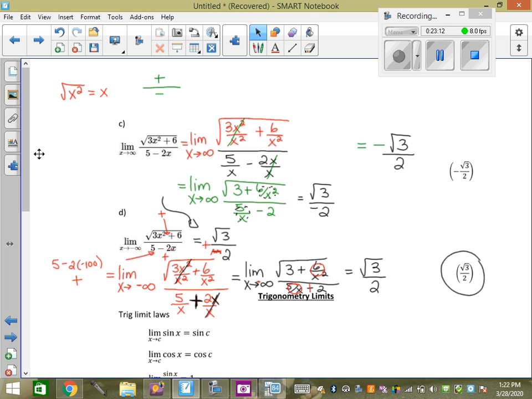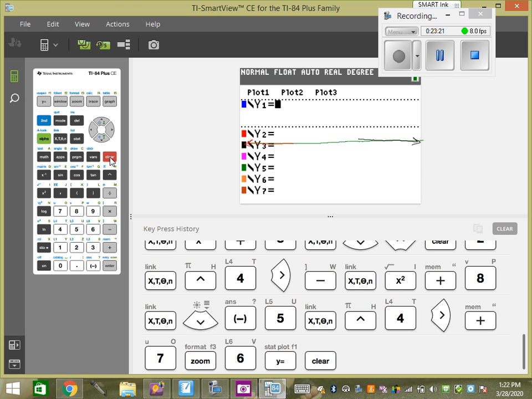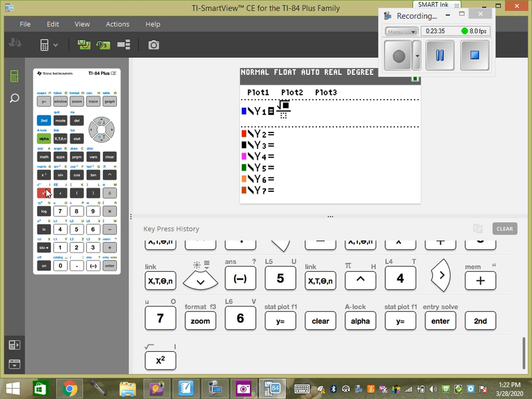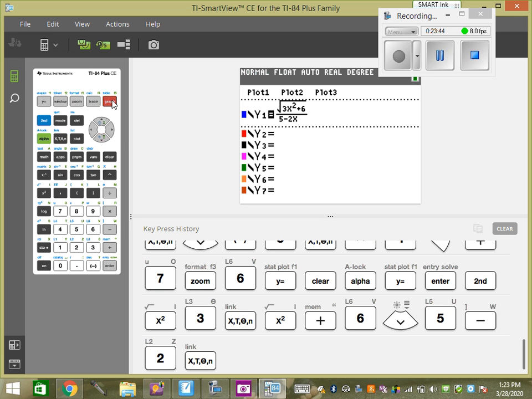Now, we can plug it in and check, just like we did the last one. So go to your calculator, and we're going to plug in the original. And we're going to look at negative infinity x and positive infinity x to help us out. All right. So I'm going to type it in. That wouldn't have worked. So I'm going to get alpha y equals enter to get my fraction. And then I'm going to go square root 3x squared plus 6 over 5 minus 2x. Graph.